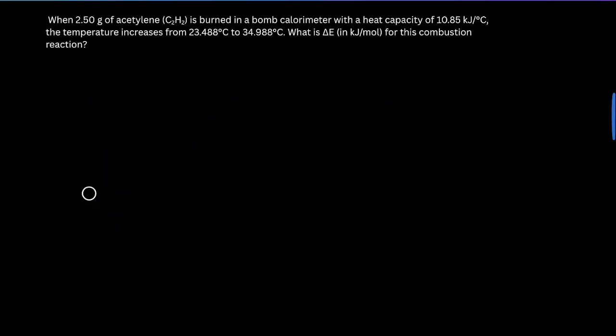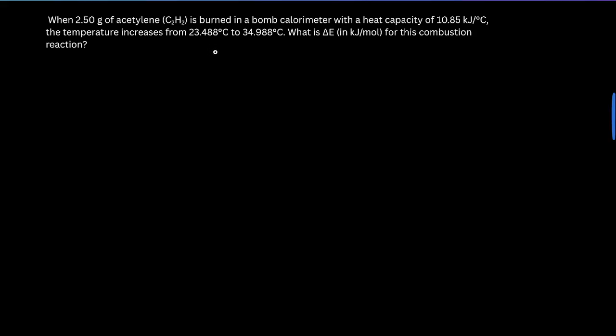So, looking at the problem at hand, we see that when 2.5 grams of acetylene is burned in a bomb calorimeter with a heat capacity of 10.85 kilojoules per degree Celsius, the temperature increases from 23.488 degrees Celsius to 34.988 degrees Celsius. What is the delta E? What is the change in internal energy in kilojoules per mole for this combustion reaction?